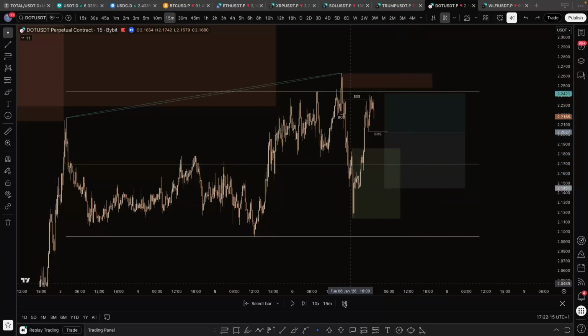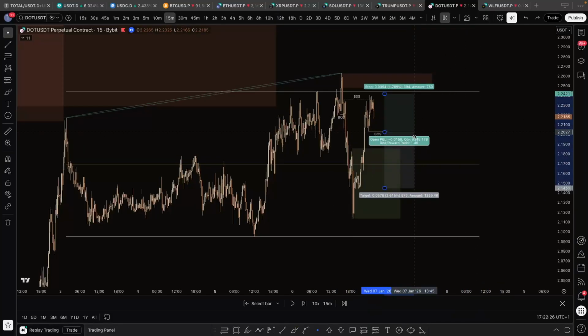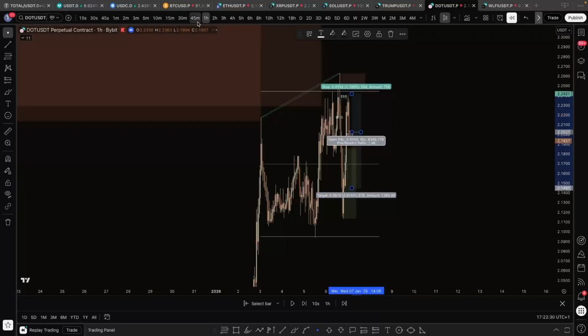For me, again, just like this trade, yes, it's valid, but it's too risky to take it. Why not wait? There are so many opportunities in the market. Why risk on a trade you're not 100% confident about?